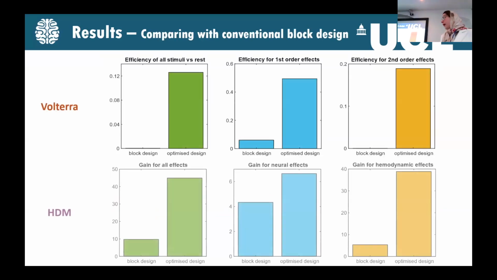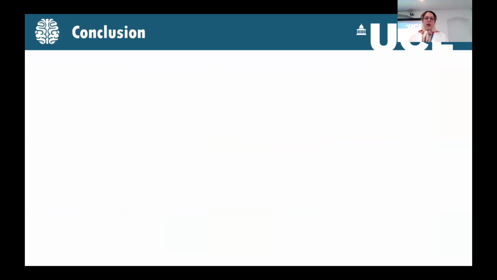Here we are comparing our optimized design with the gold standard block design that I mentioned, that is used in the clinical studies, with 20 seconds on and 28 seconds off duration. As you can see, the optimized design outperforms it when it comes to detecting the subtle features in the BOLD signal, i.e. the nonlinearities and the vascular effects, and separating the vascular effects.